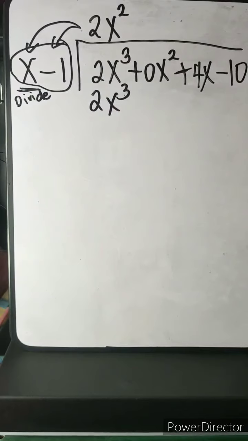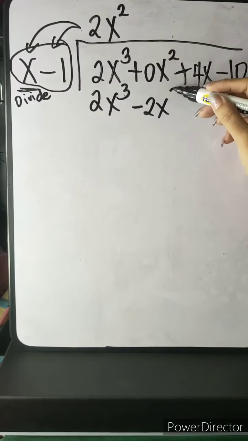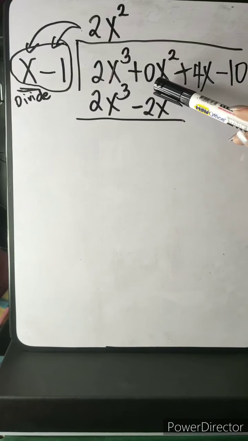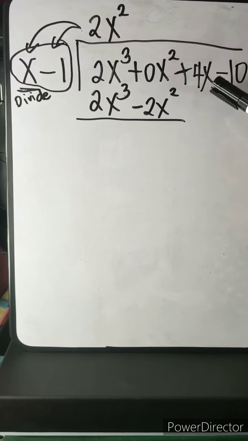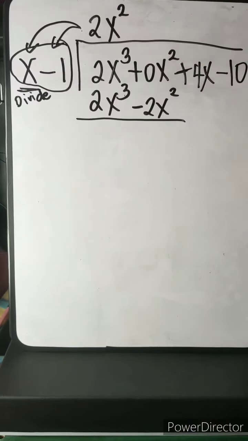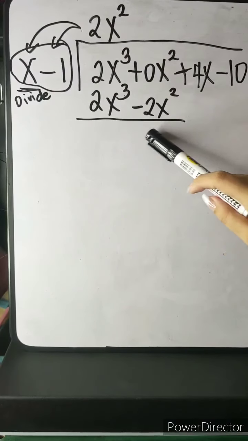Ito muna bago yan. So, 2x squared times negative 1 will give us negative 2x squared. So, that's the reason why kaya tayo naglalagay ng 0 kung wala or kulang yung terms natin. Kasi if you will not write 0x squared there, sa 4x natin mailalagay. So, baka yung iba ay malito.